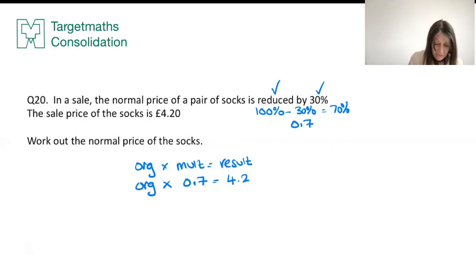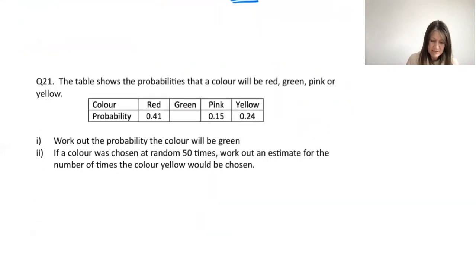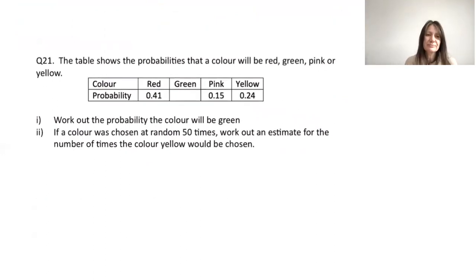To finish this off, I want to get the original on its own. So I'm going to divide through by 0.7. And that gives me the answer of £6. So the original price of the socks was £6. All right, next question. Press play when you are ready.